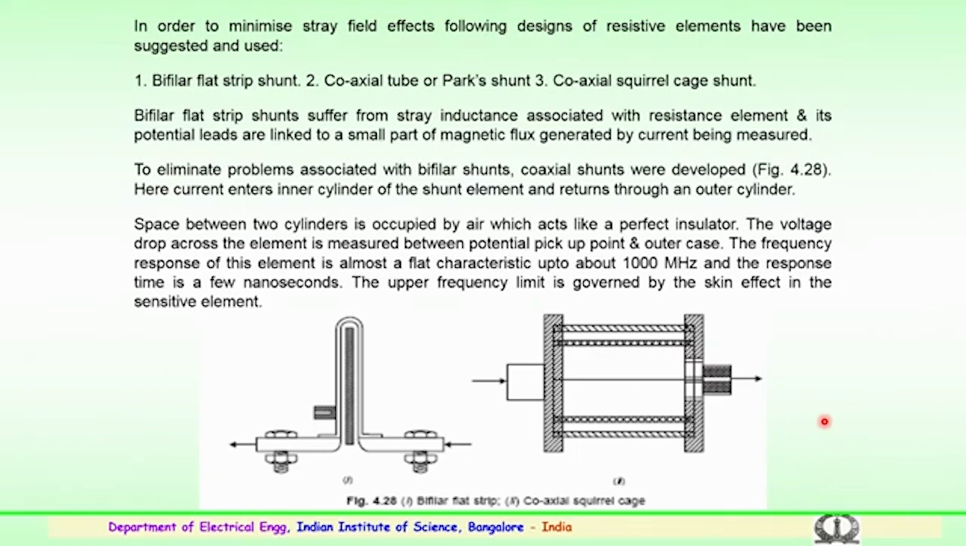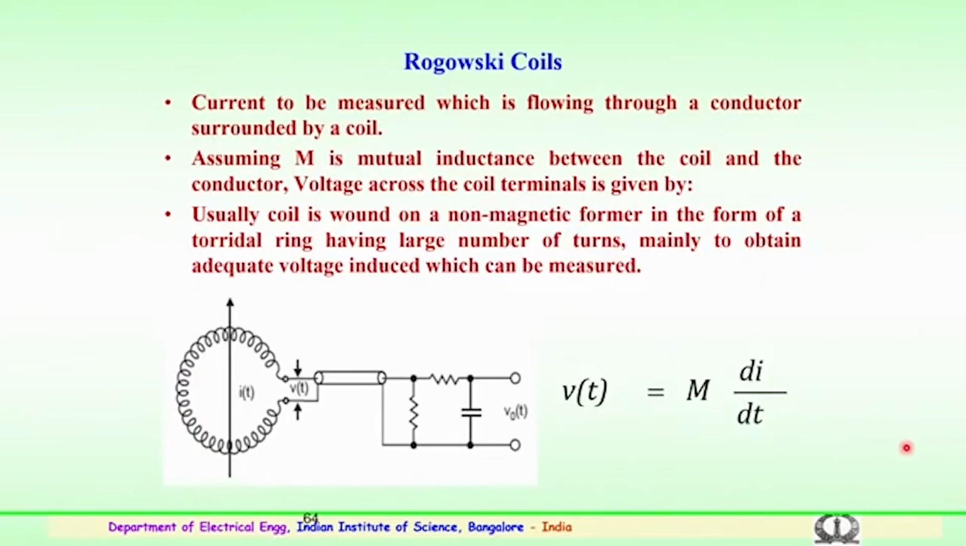The upper frequency limit is governed by the skin effect on the sensitive element. One of the important measurements used for high currents is the Rogowski coil. The Rogowski coil is used for current measurements. The current to be measured is flowing through a conductor surrounded by this coil, and the current flowing in it can be measured with the help of the Rogowski coil.